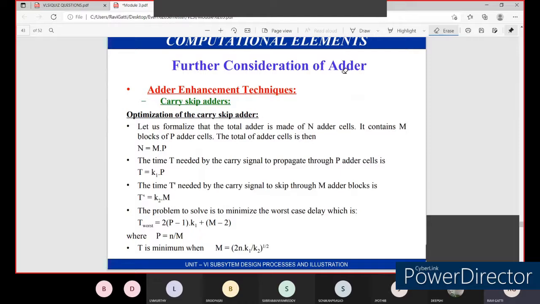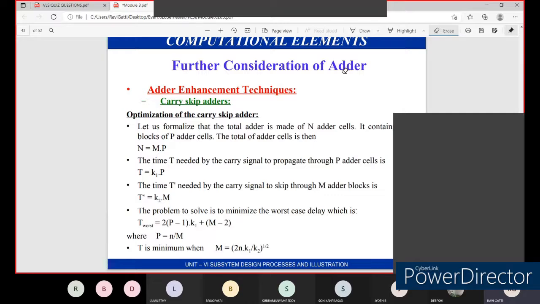first we need to consider how many adder cells we have considered for the study. For the study, we have considered a carry skip adder consisting of n blocks of p adder cells. To understand the propagation delay incurred by this carry skip adder, we need to consider how many blocks of adder we have, and in each block how many adder cells there are.